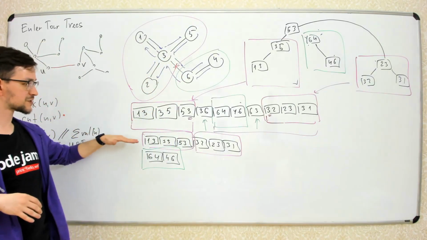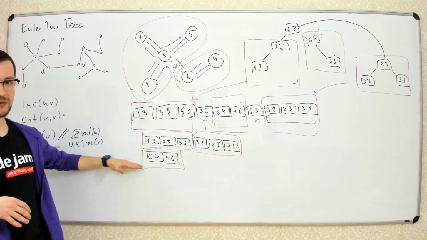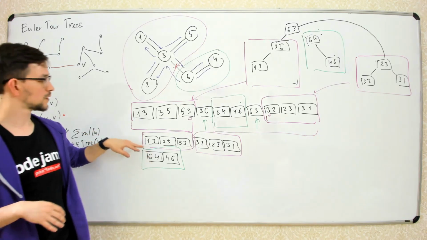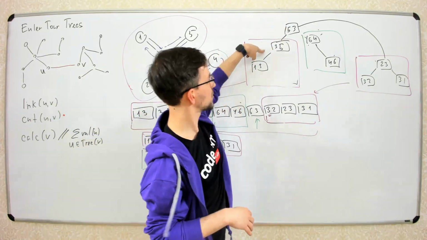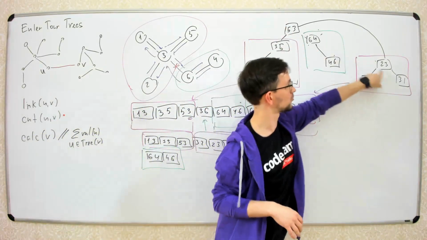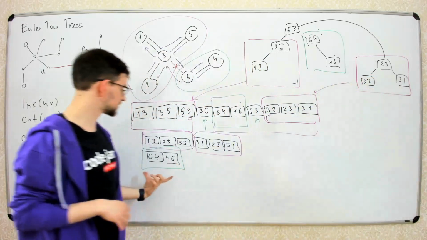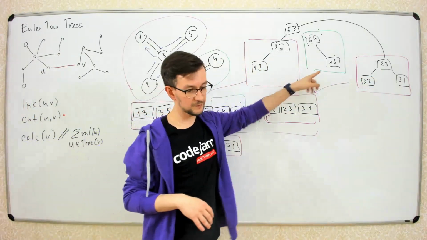And now I have two splay trees. One splay tree represents this Euler Tour, and the second splay tree represents this Euler Tour. So this Euler Tour is represented by this big tree. So it's 1, 3, 3, 5, 5, 3, 3, 2, 3 and so on. And the second tree is represented by this splay tree.